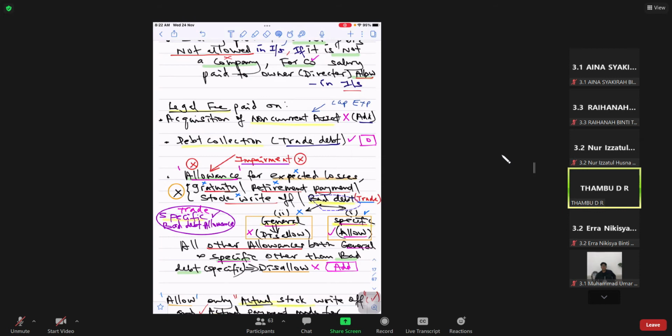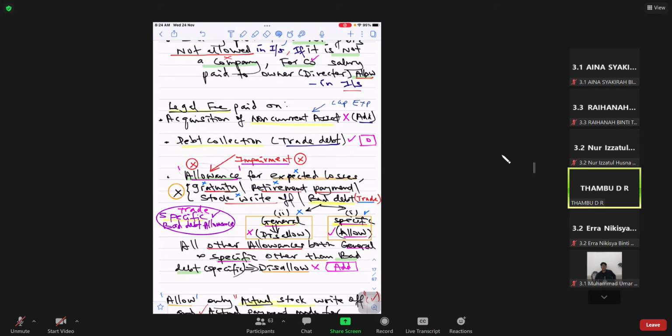But there is an exception for allowance for bad debts. Now I'm going to come to that. So the word allowance, cannot. So if you have gratuity, actual payment, allowed. Retirement, actual payment, allowed. Stock write-off, actual write-off, allowed. Estimate, not allowed. Estimate is allowance.